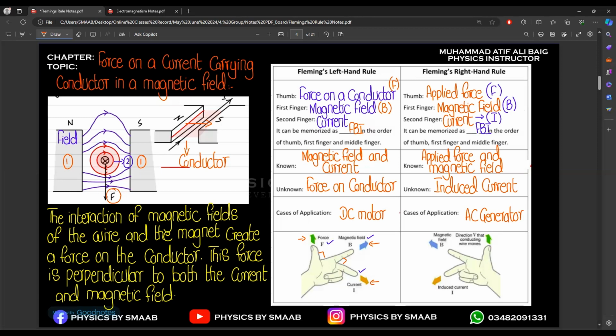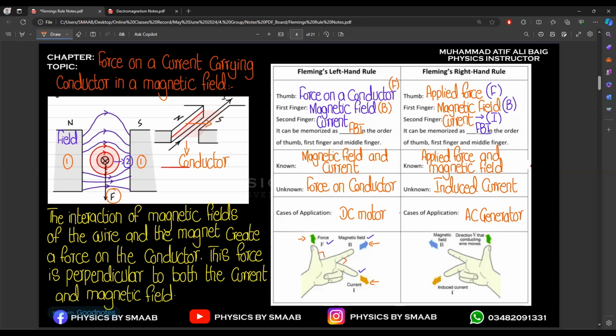In power plants we use the AC generator to generate electricity. So in that we use the concept of the right hand rule, and the normal motor we use in our daily life, that is the case of application of Fleming's left hand rule. So this is the basic difference, where we have to use the left hand rule and when we have to apply the right hand rule.